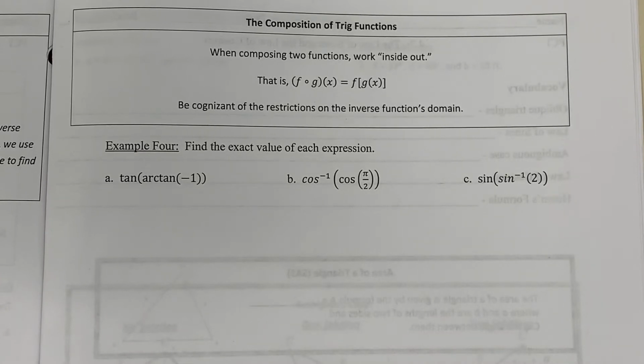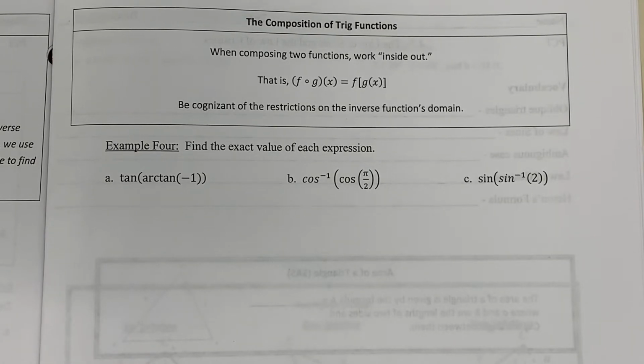We are continuing on with lesson 4.6, focusing on example 4, which is the composition of trig functions. We compose two trig functions by working inside out. So you always start with what's inside the parentheses and move to the outside. Now, be cognizant of the restrictions on the inverse function's domain. Okay? So in example 4, we're going to find the exact value of each expression.